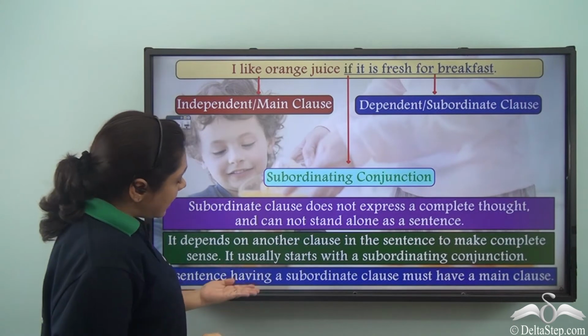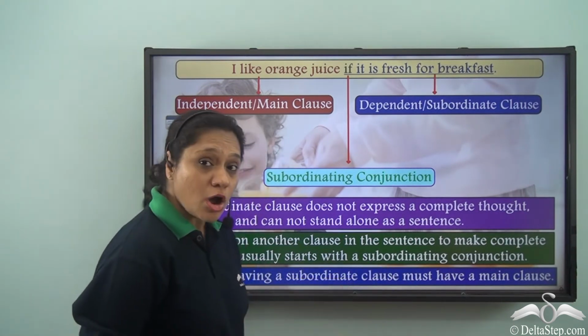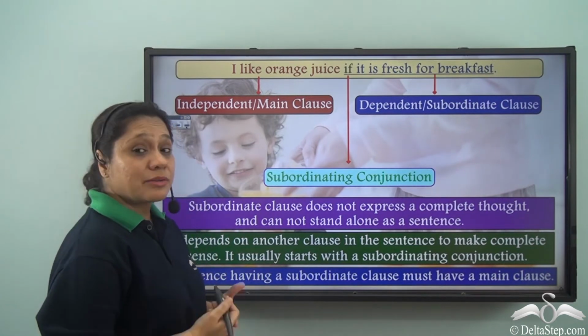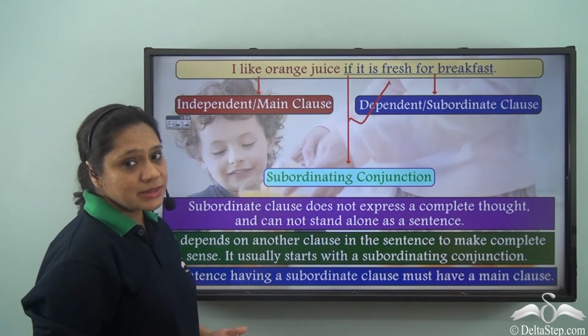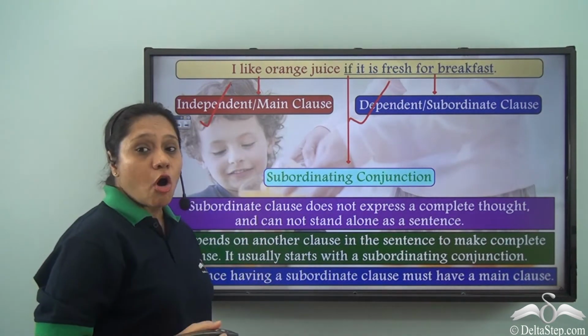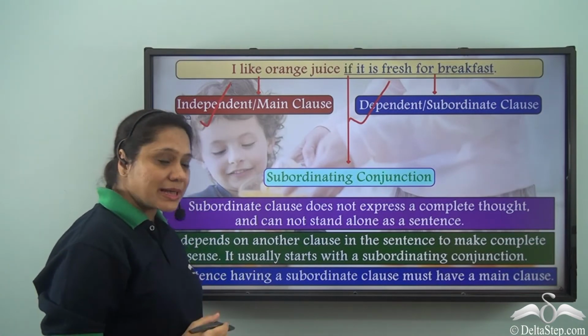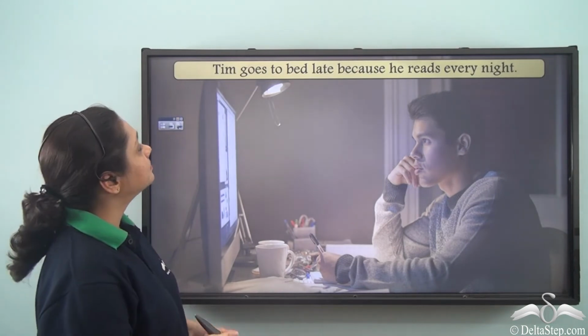A sentence having a subordinate clause must have a main clause. So, remember that whenever there is a dependent or subordinate clause in a sentence, you will know that there will be an independent or a main clause in the same sentence. Now, let us look at a few examples.